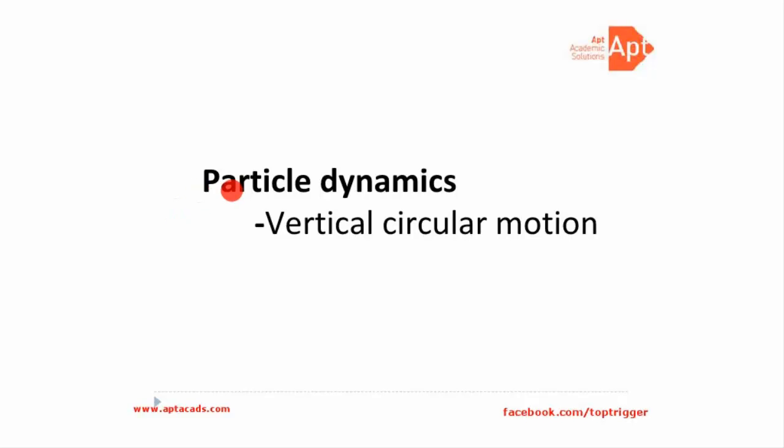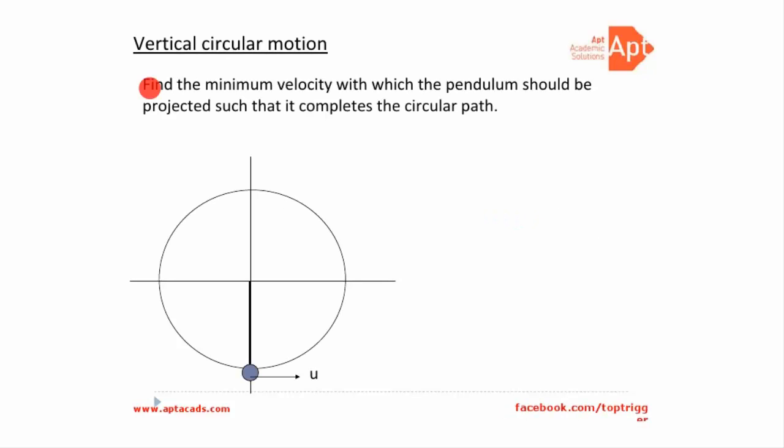Today we will discuss particle dynamics, and in particle dynamics we will discuss vertical circular motion. We will find the minimum velocity with which the pendulum should be projected so that it completes the circular path. This is what we intend to find.